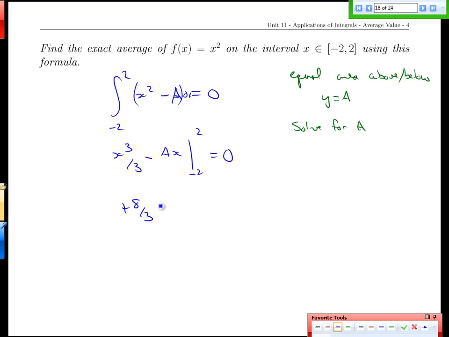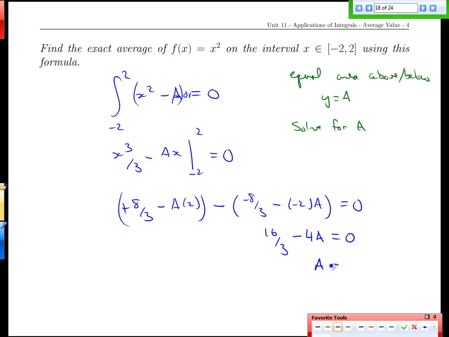Positive 8 over 3 minus a times 2 minus the lower limit of integration. This is -8/3 minus -2 times a must equal 0. What does that give us as we combine them? We have -a times 2 minus minus minus. That's still a negative, so we end up with -4a's. And we have an 8/3 plus 8/3, that's 16/3 equals 0. Our a, then we bring it to the other side, that's 4a equals 16/3.